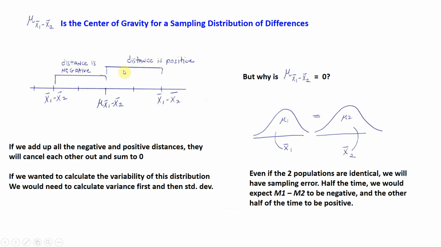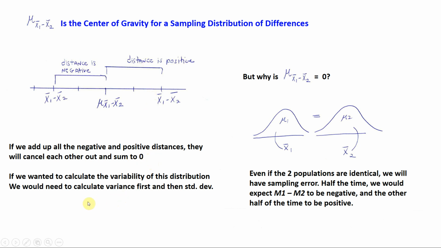All right, and so again, the negative distances are going to be balanced with the positive distances, because we know the mean is always the center of gravity. It's the balance point. So negative distances are going to be the same value, if you will, as the positive distances. So if this is negative 13, this is positive 13. And when you add them all up, they sum to 0.